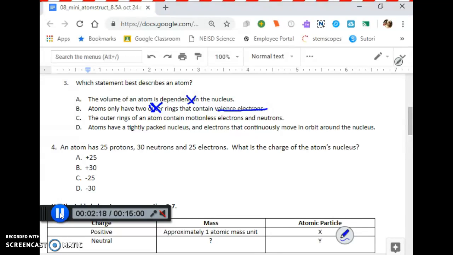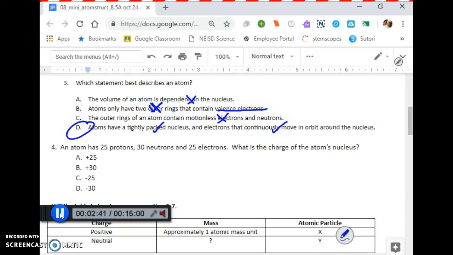Letter C, the outer ring of an atom contains motionless electrons. Electrons are always in orbit. They're always in motion. And D, atoms have a tightly packed nucleus and electrons that continually move around the orbit in the nucleus. Yes, the nucleus is tightly packed. It is very dense. Electrons continuously move or orbit around the nucleus. Yes, that is true. This is going to be your best answer.